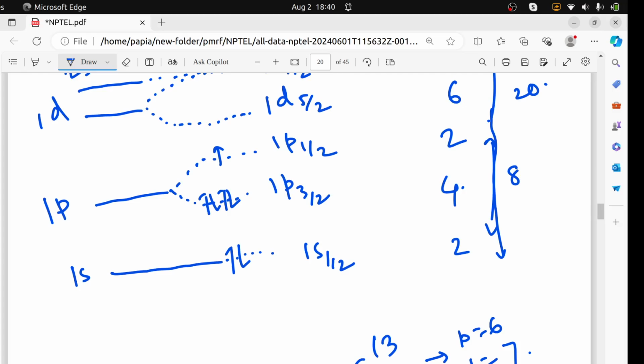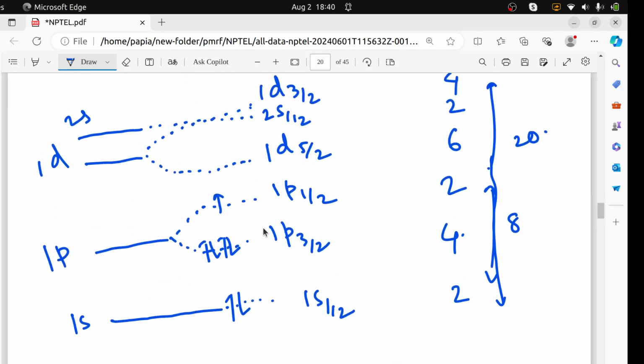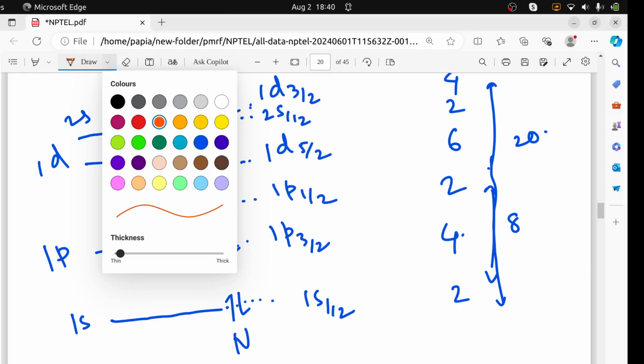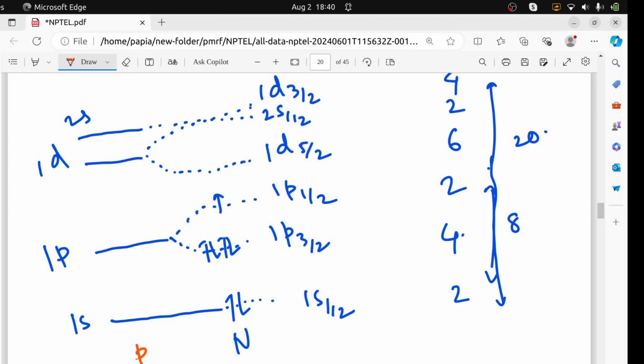Now let's check what will happen if the first excited state comes. I'm writing here, this is for neutron. Maybe I can change my color. Now for proton, what is happening? For proton, in that state 4 protons were there. So proton is in red color, and there was no proton in the higher state in the ground state.